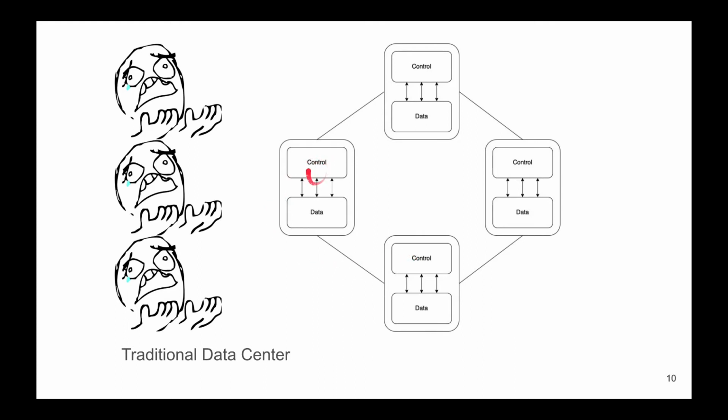Each of these nodes has its own control plane. All of these control planes must communicate using distributed protocols. This traditional network paradigm is typically complex and can lend itself to configuration errors.